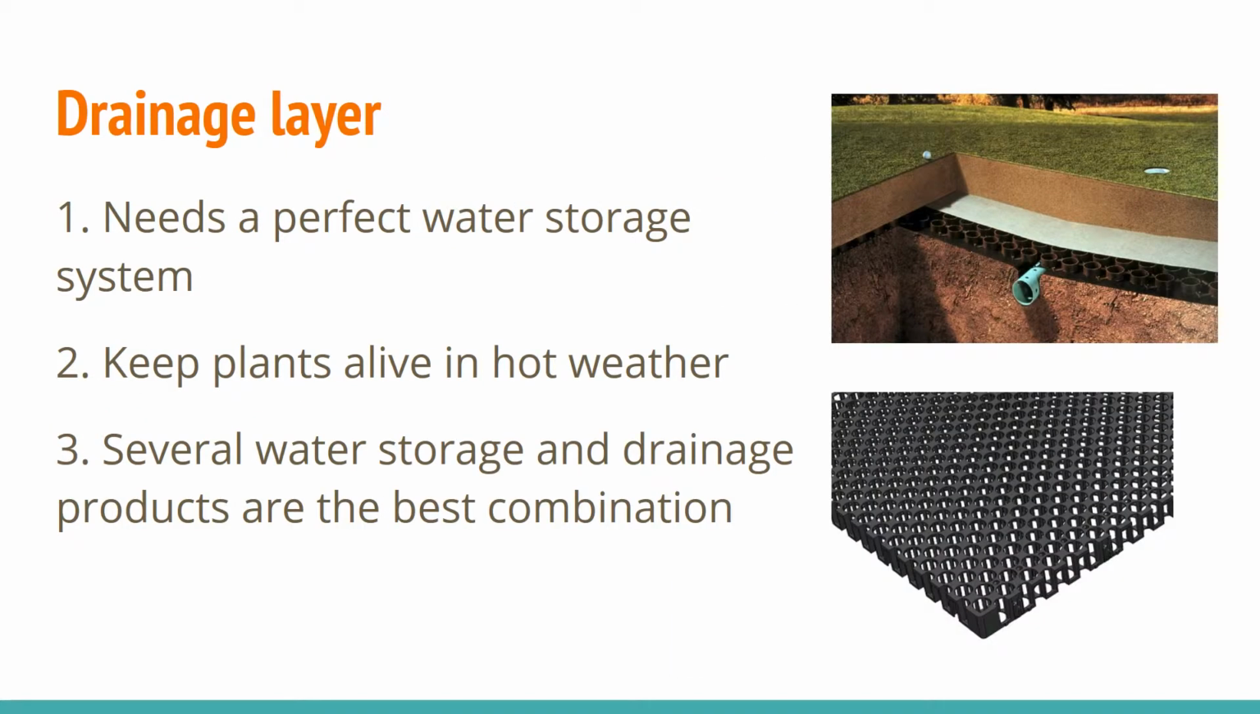So what is the drainage layer? The drainage layer needs a perfect water storage system to keep plants alive in the hot weather, or else dry climate plants on the green roof will not survive. The best combination of water storage and drainage can be provided by several water storage and drainage products. Now I will pass the time to my groupmate to talk about the last 4.